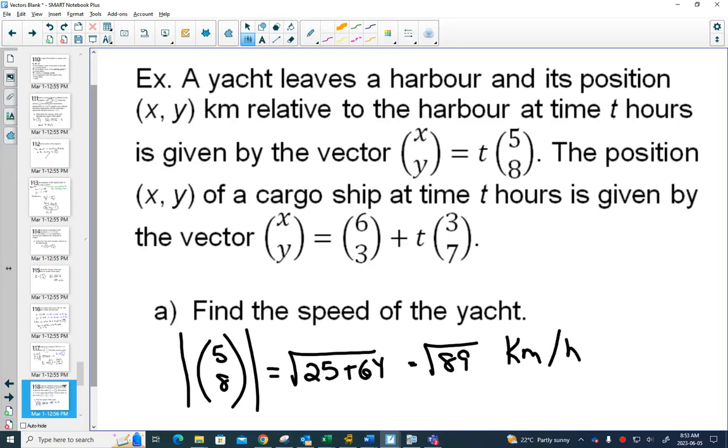It is not going that fast. Somewhere between 9 and 10 kilometers per hour. They're just relaxing. The cargo ship is also trickling along.